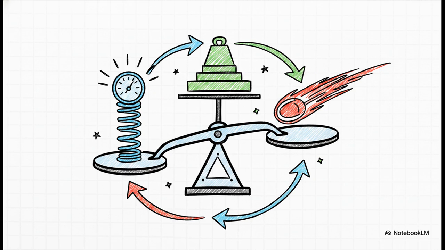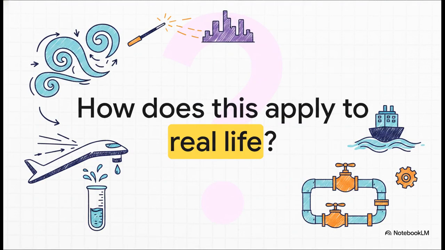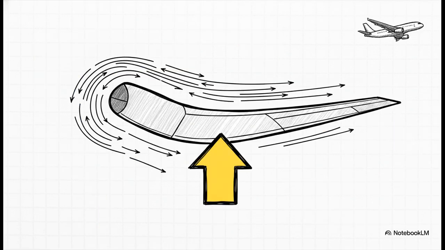If a fluid speeds up, its internal pressure must drop. If it slows down, its pressure increases. It is a perfect, elegant conservation of energy. Now, you might be wondering, okay, that's a nice mathematical equation, but how does this actually apply to real life? Well, let me show you the practical magic of fluid dynamics. Look at this incredible example.